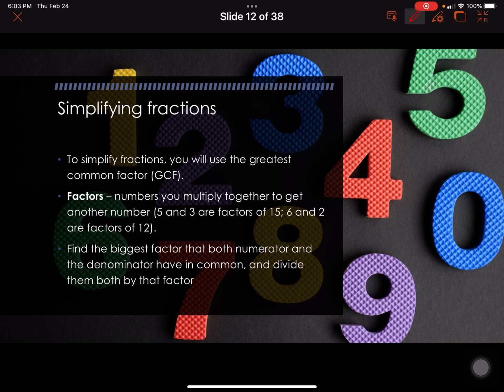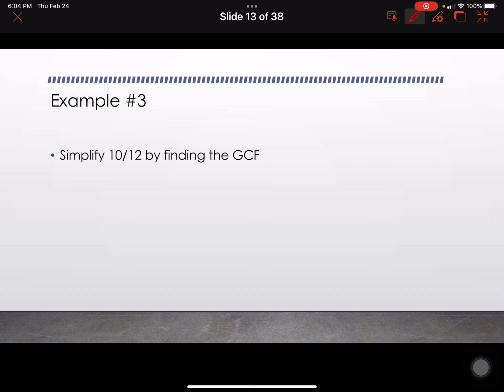Now we will move on to simplifying fractions, which basically means reducing them to the smallest numbers possible while expressing the same portion. To simplify fractions, you will use the greatest common factor, or GCF. Factors are numbers that you multiply together to get another number. For example, 5 and 3 are factors of 15, 6 and 2 are factors of 12. You'll find the biggest factor that both the numerator and the denominator have in common and divide to reduce. Let's look at an example. Take a moment to pause the video and see if you can simplify this on your own using the greatest common factor.